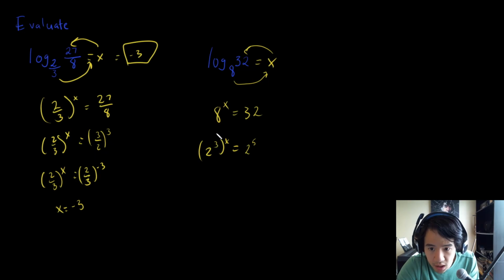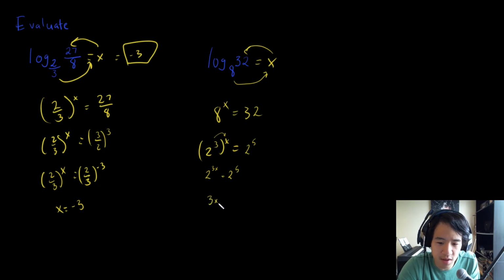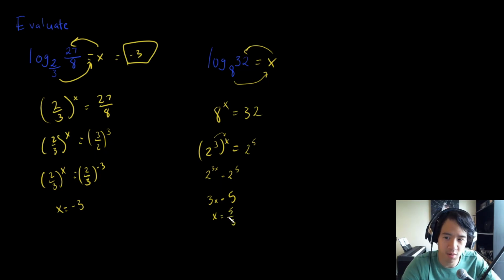So now we have to multiply these. So it's 2 to the 3x equals 2 to the 5th. So since our bases are the same, we can set our exponents equal to each other and divide by 3. We get x is equal to 5/3. So just follow those 3 steps, y'all should be good.